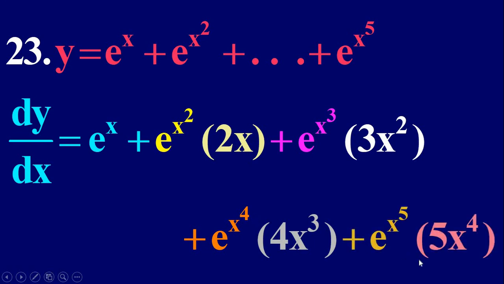And last one, e power x power 5. e power x power 5 differentiation is e power x power 5 only, but in place of x we have x power 5. x power 5 differentiation is 5x to the power 4. So it is e power x power 5 into 5x power 4. This is the differentiation of the given problem.